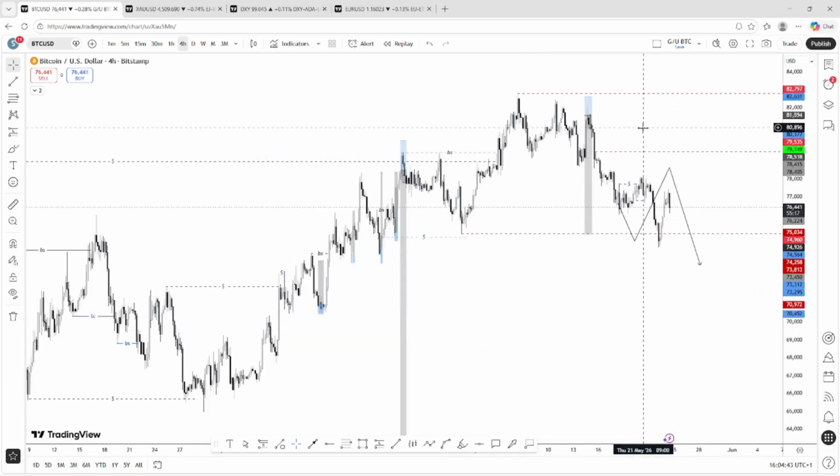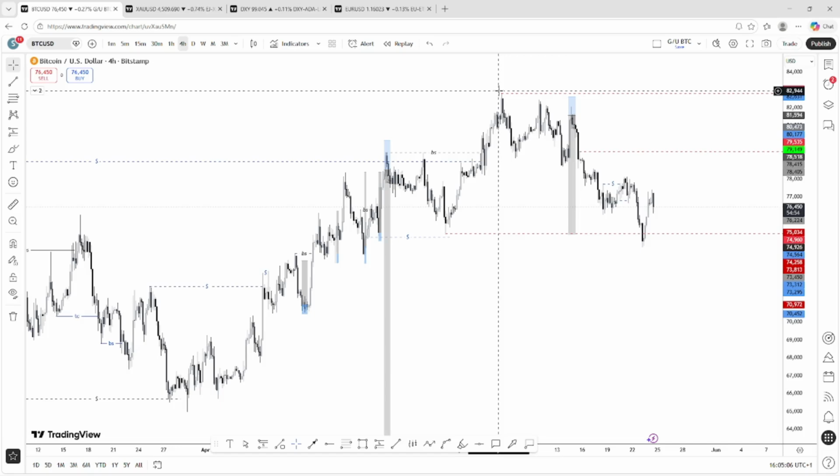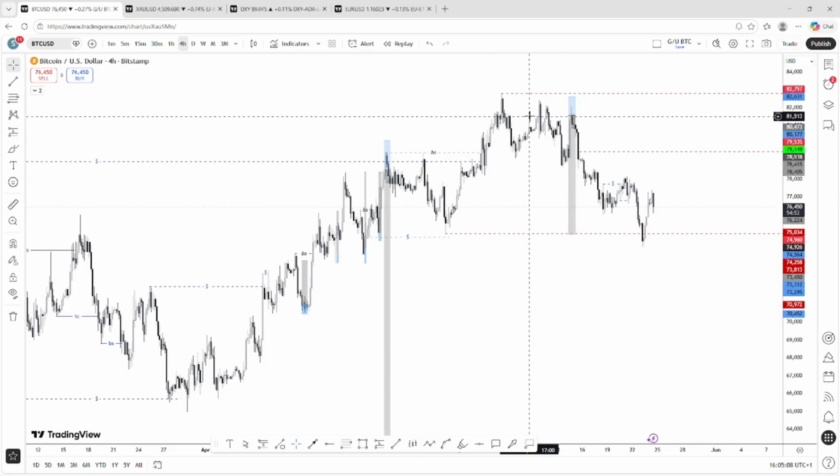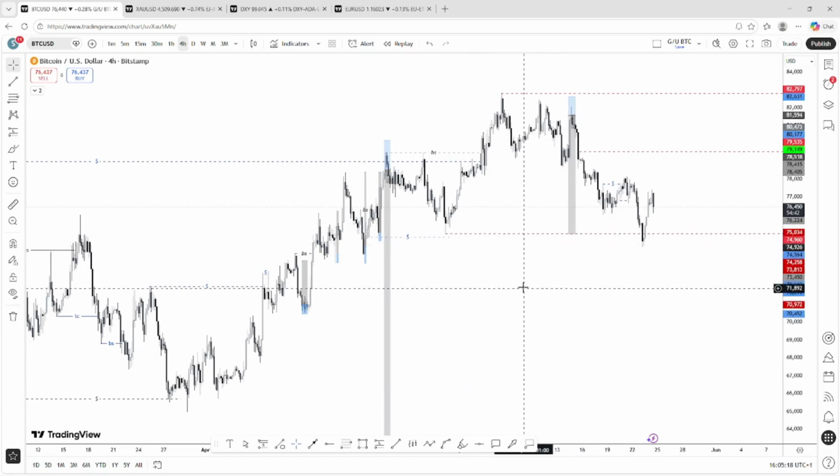Yes, let me remove last week's analysis before we continue. Yes, and as you can see, the last break of structure to the upside is from this low to this high. Okay, and so after every break of structure, we anticipate that there has to be a correction at least to 76.1.